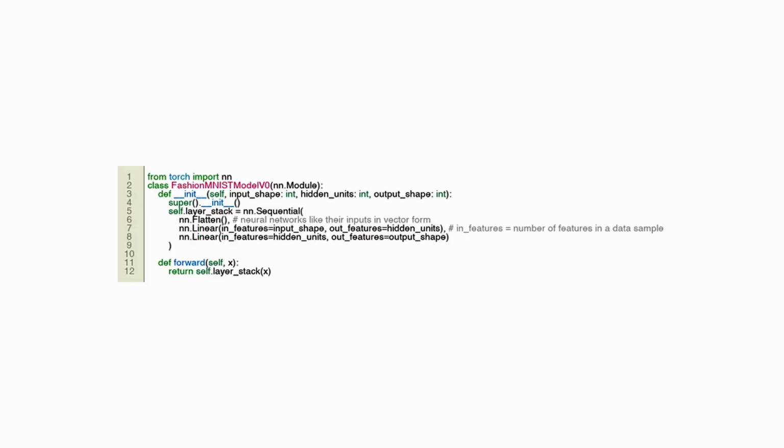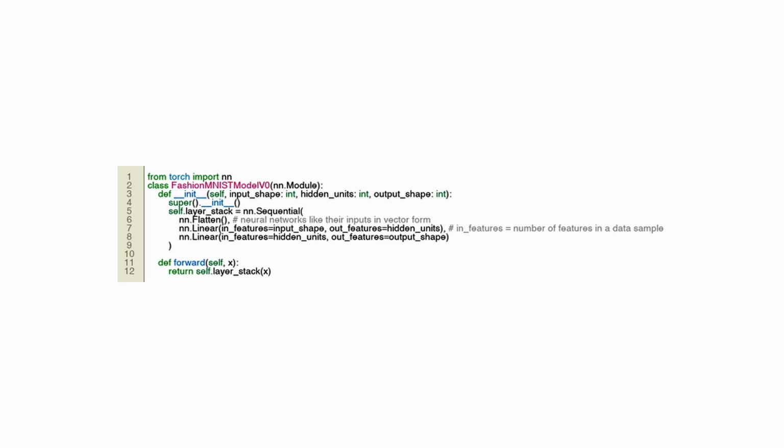process. This code defines a class called FashionMNISTModelV0 that implements a neural network model using PyTorch for computer vision tasks. The class has three parameters: input_shape, hidden_units, and output_shape, which determine the shape and size of the input, hidden, and output layers of the neural network. Inside the init method, the super function is used to inherit from the nn.Module class, meaning the FashionMNISTModelV0 class will have access to all the methods and attributes of the parent class.